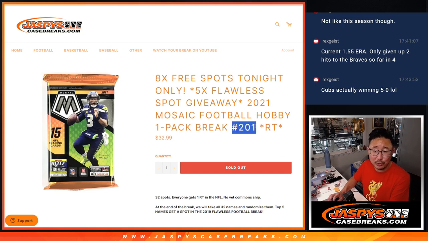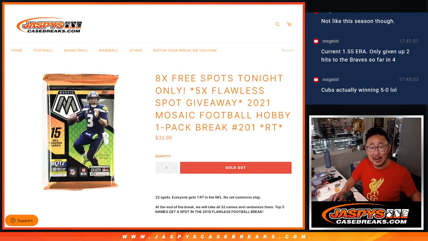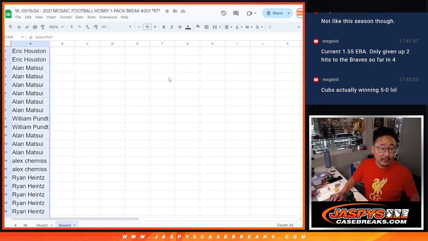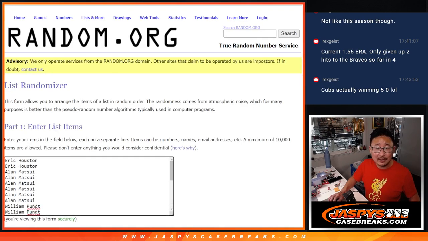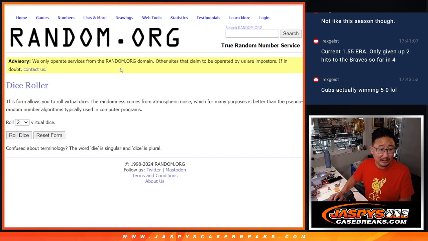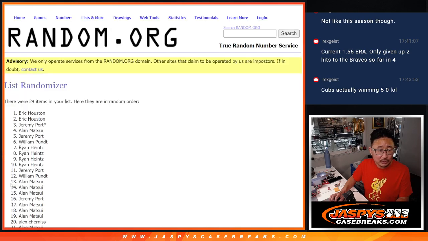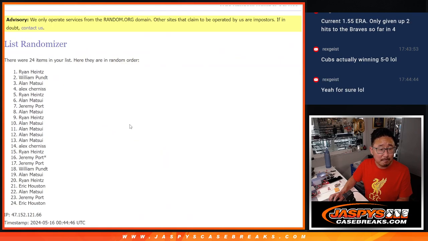Hobby pack number 201. Giving away some flawless spots, giving away some Mosaic pack spots. Let's do it. Big thanks to this group for making it happen. So we only sold 24 spots outright, and the top eight are going to get extra spots. Top eight after seven. Six and a one. One, two, three, four, five, six, and a one.